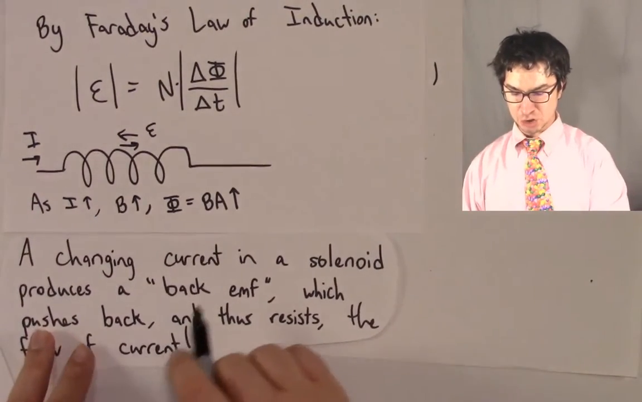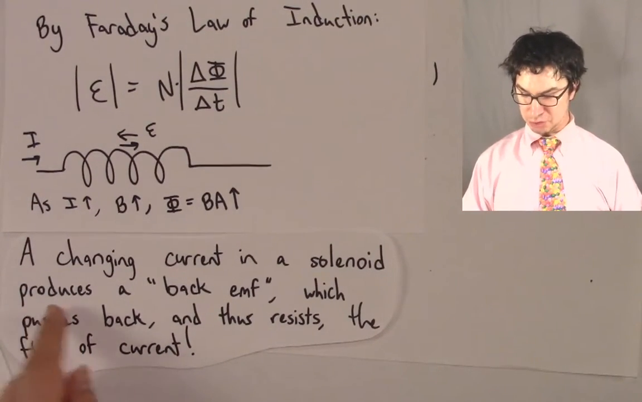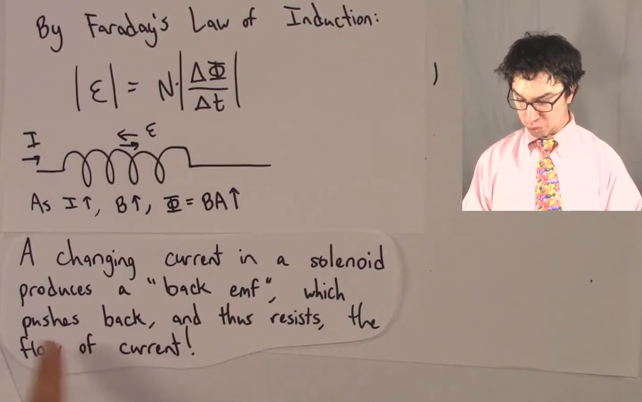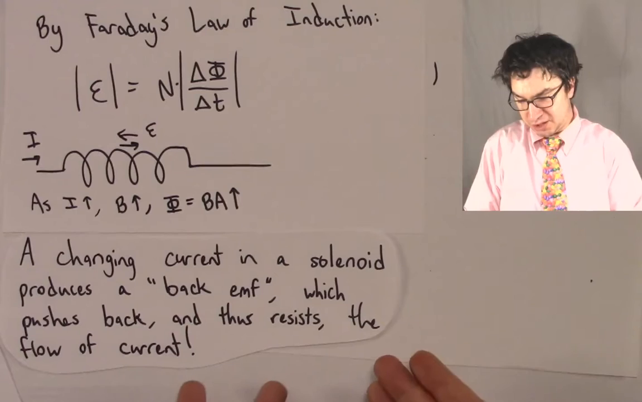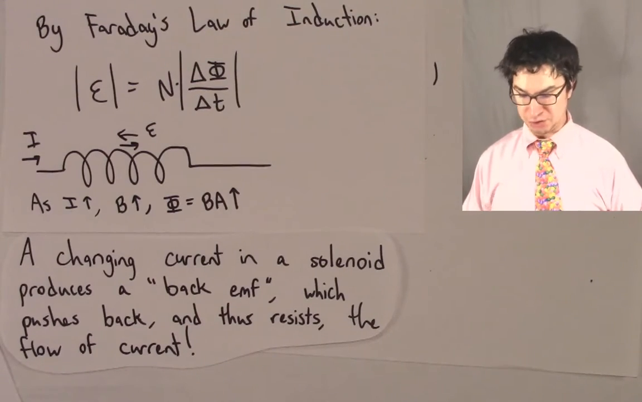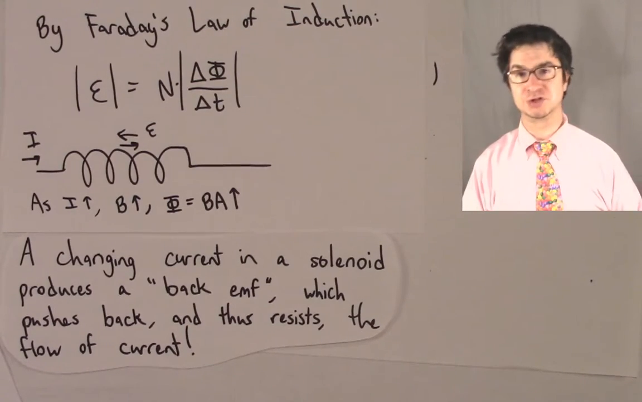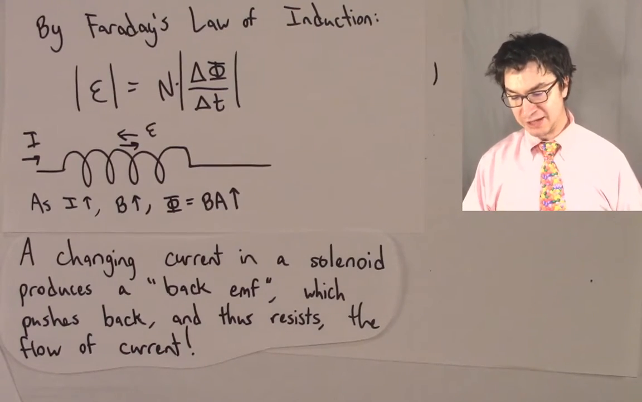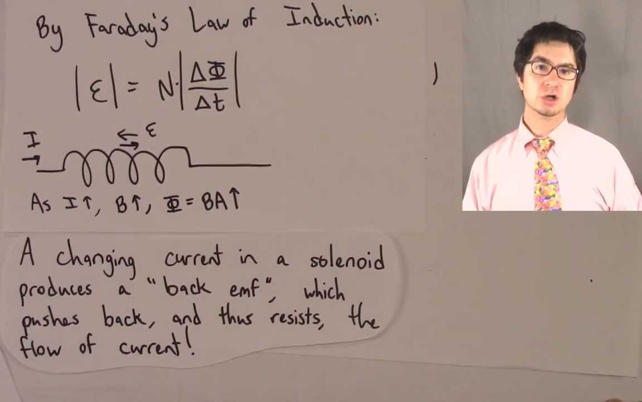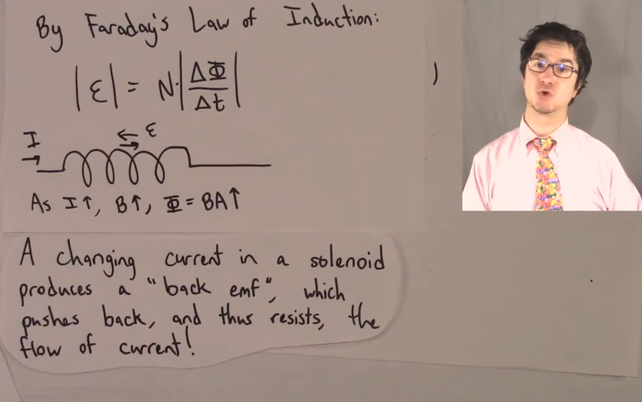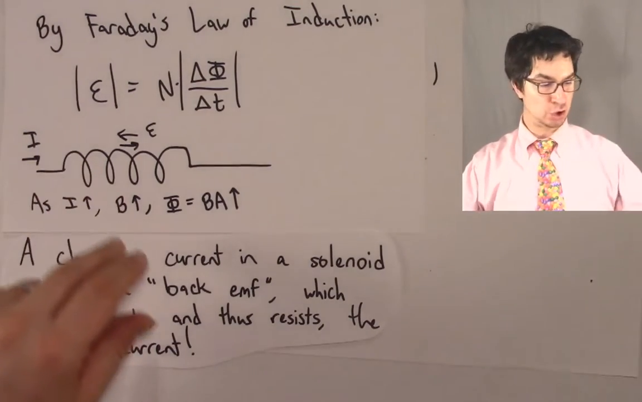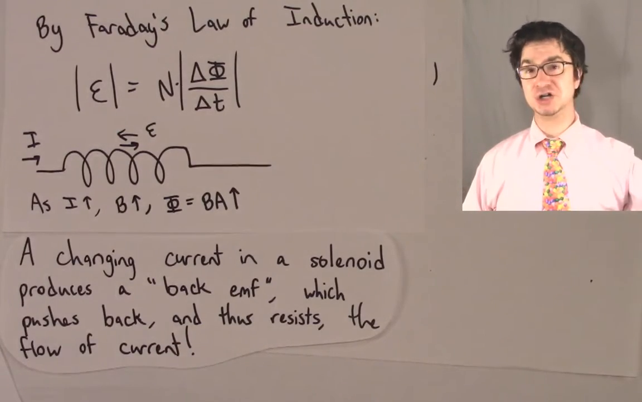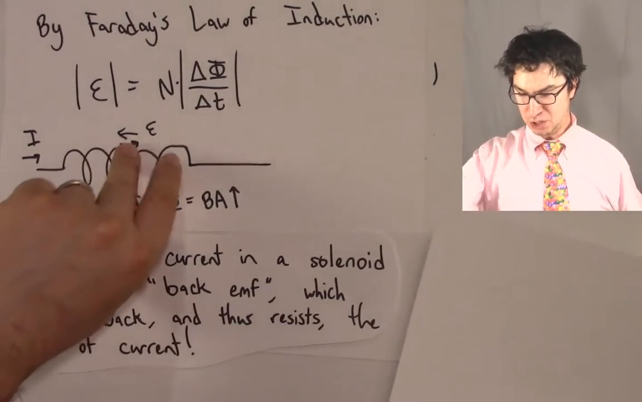A change in current in a solenoid produces a back EMF, which pushes back and thus resists. Remember, pushing back means to resist. It's going to push back on the current, which is going to resist the flow. Okay? That's going to produce its own, not a resistance, it's going to produce a reactance. Not a capacitive reactance, it's going to produce what's called an inductive reactance. So let's take a look at that.